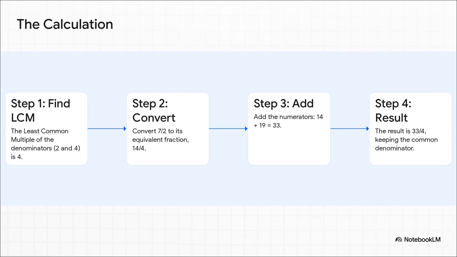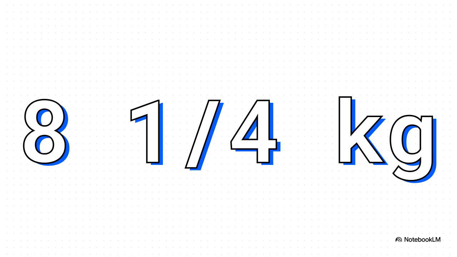So the least common multiple of 2 and 4, well, that's 4. So we need to change 7/2 into something over 4. That's 14/4. Great. Now the denominators match. We can just add the tops. 14 plus 19 is 33. Our answer is 33/4. And for the final step, let's turn that improper fraction back into a nice, clean, mixed number. 33 divided by 4 is 8, with a little left over, 1 to be exact. So the total is 8 1/4 kilograms of fruit. See? That 4-step method works like a charm.